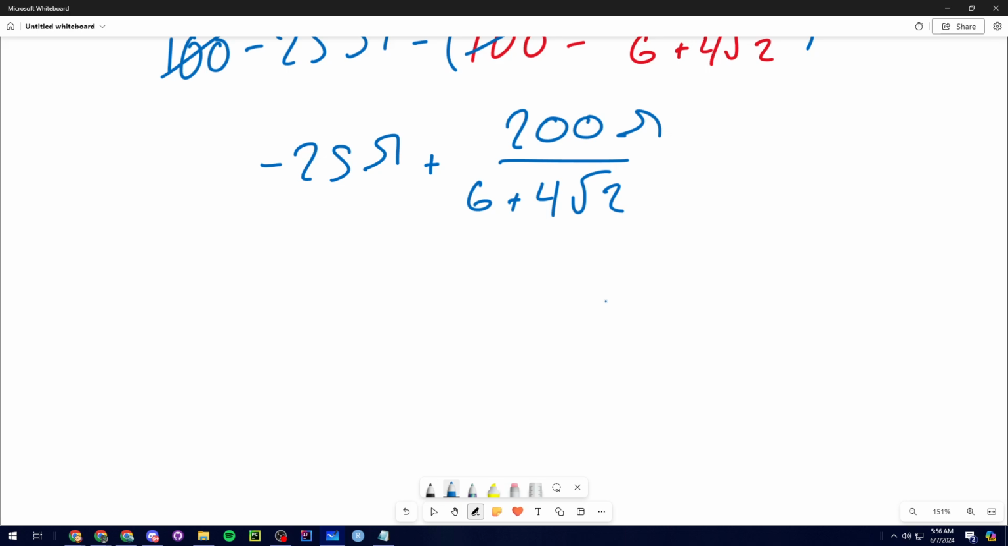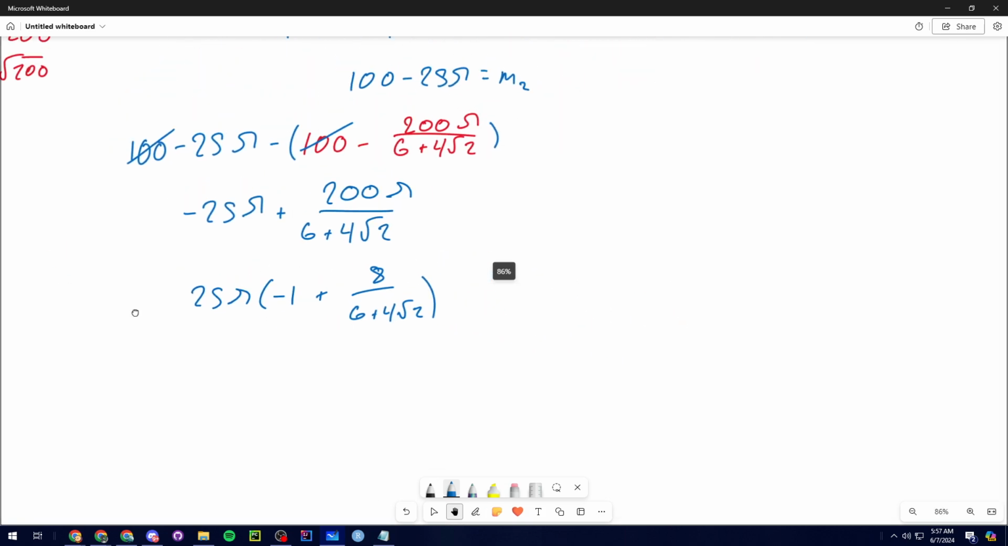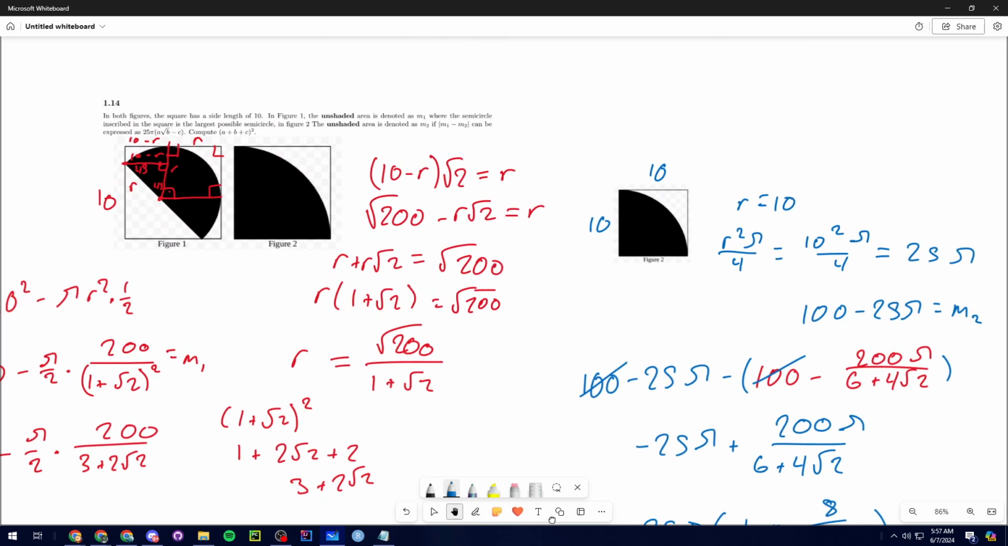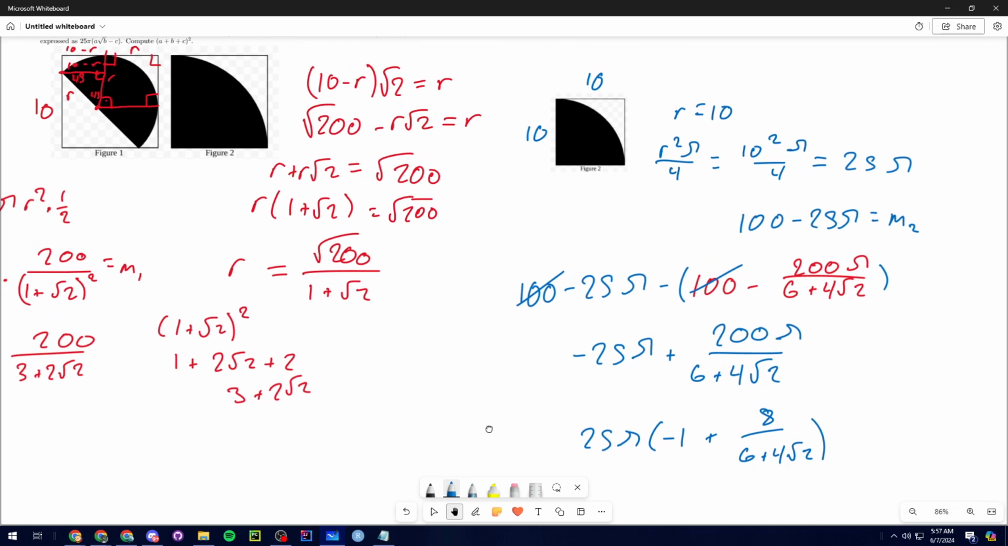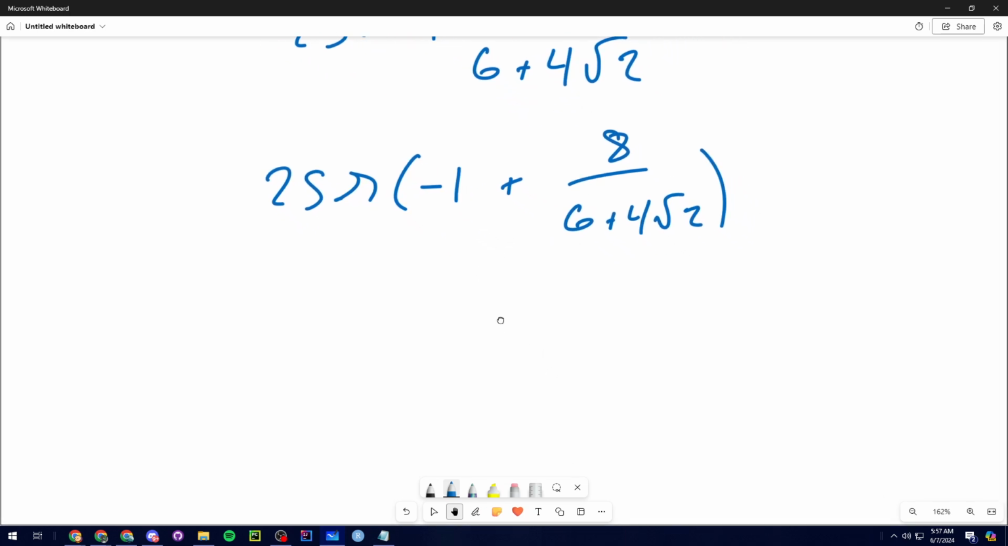Yeah, I can factor the 25 pi out. So 25 pi over negative 1, or yeah, factor out negative 1 plus 8 over 6 plus 4 root 2, right? And what do I even need to get it in the form of? Like, what am I looking for? A root B, yeah, looks pretty right. So I guess we'll just keep factoring until we get something.